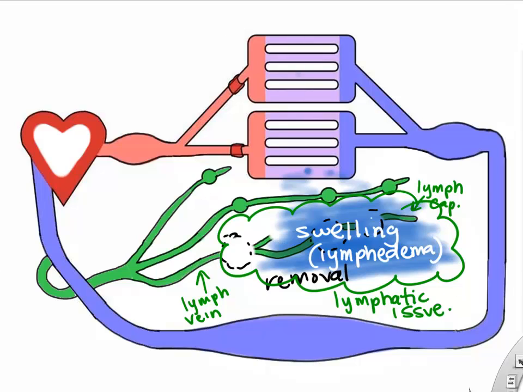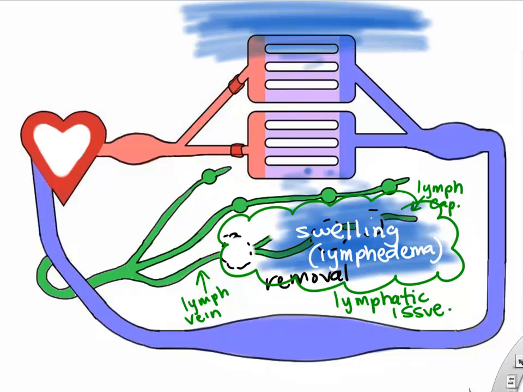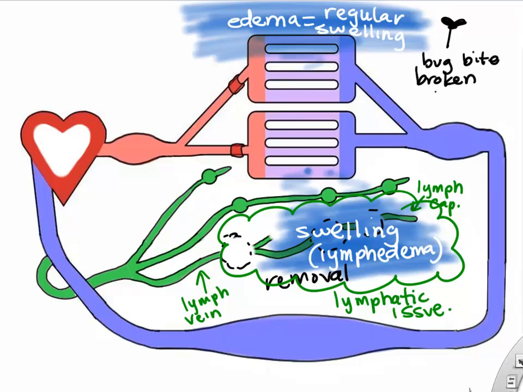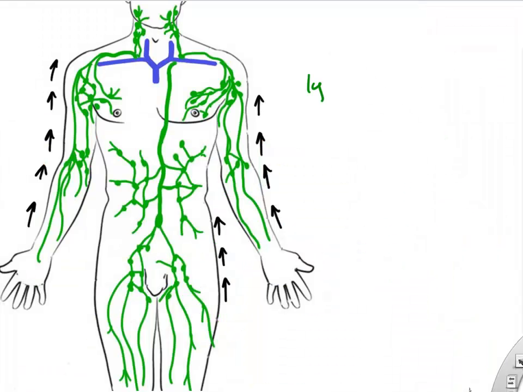We can get swelling in our body for other reasons that don't involve the lymphatics. Regular swelling we just call edema. It could be due to something local like a bug bite, or maybe a sprained or broken ankle. You can get lots of swelling. That edema doesn't really have anything to do with the lymphatics.